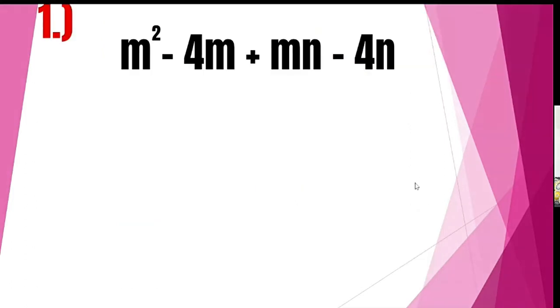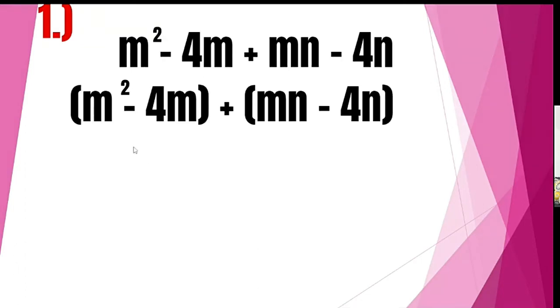Kasi dito, apat na. Our example number 1 is m squared minus 4m plus mn minus 4n. So, this is just the given. So, all you have to do is to put a parenthesis on each two terms. So, tag dalawang terms sa isang parenthesis. So, ganito lang yung makukuha natin. After nun, after ng parenthesis, get the GCF. So, kunin natin yung GCF nito.